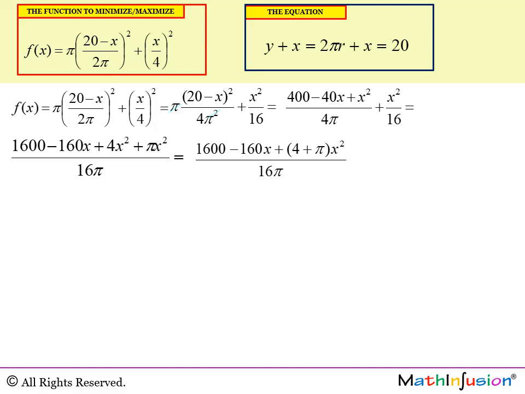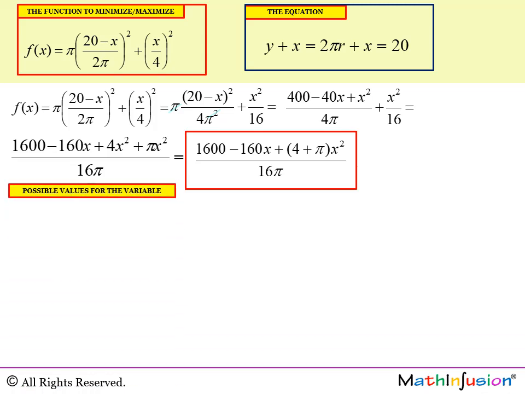Okay, now we want to write it as a quadratic. And we get that. This is now really simplified, at least as simplified as possible. So this is the function f. And now we would like to find possible values for the variable. It is pretty obvious that both x and y have to be greater than or equal to 0 and less than or equal to 20. So obviously this has to be a closed interval problem. So the interval of x is going to be 0 to 20, including 0 and 20.